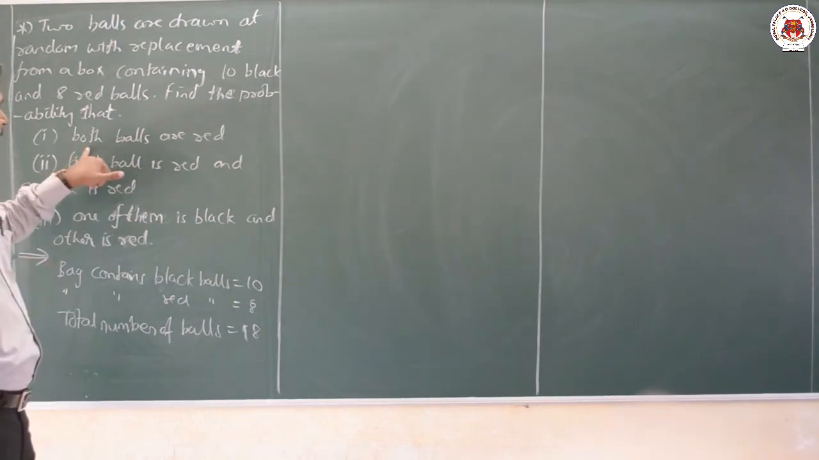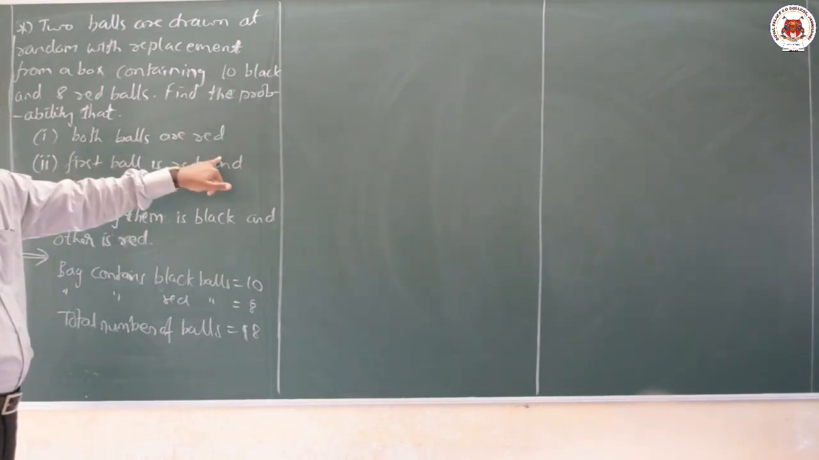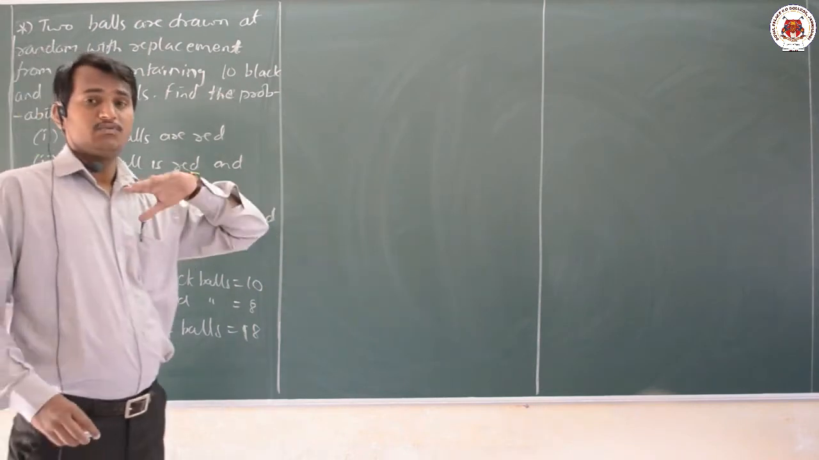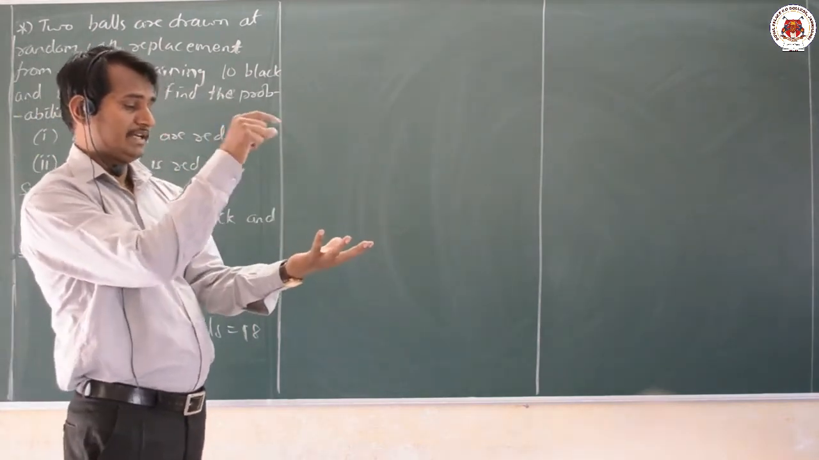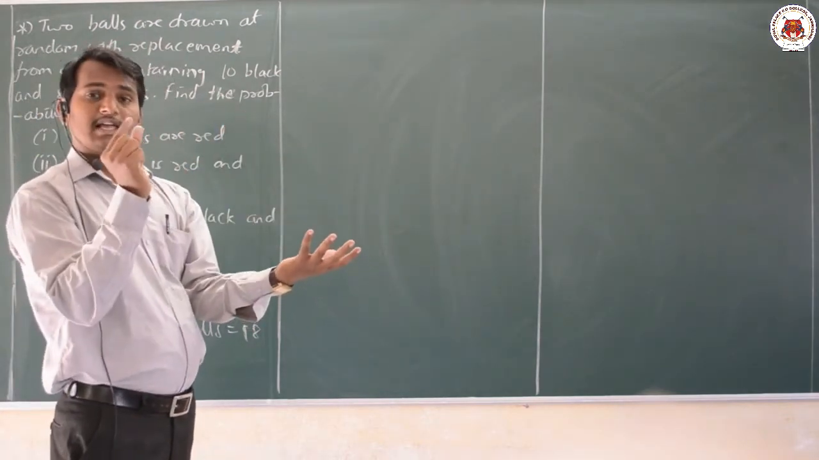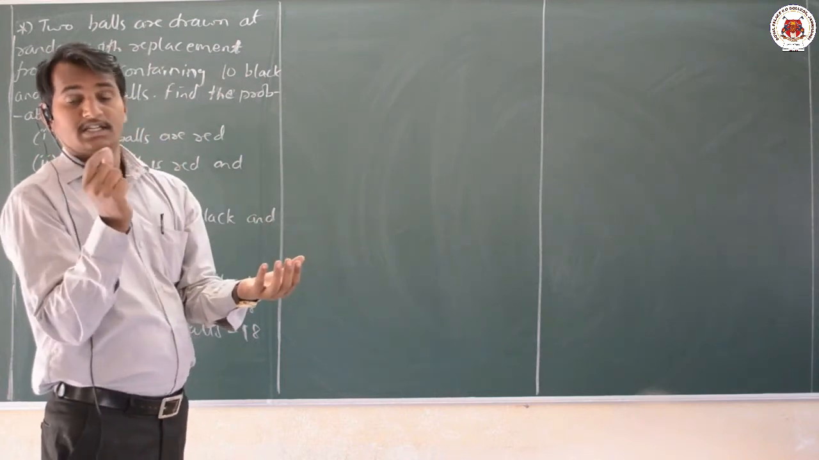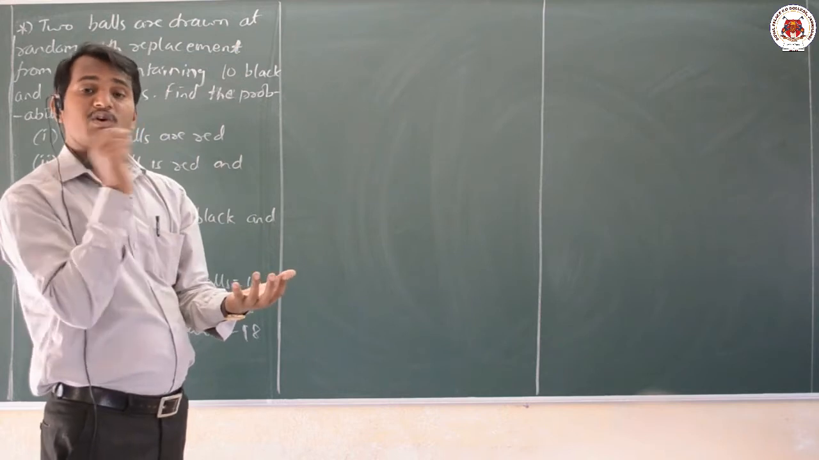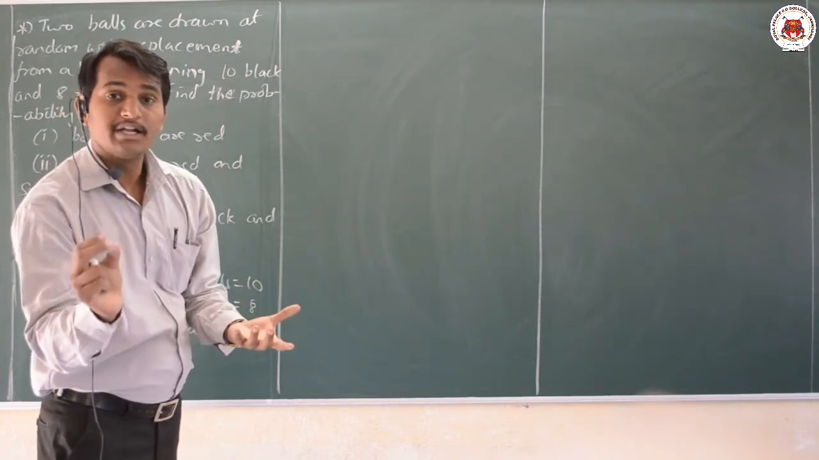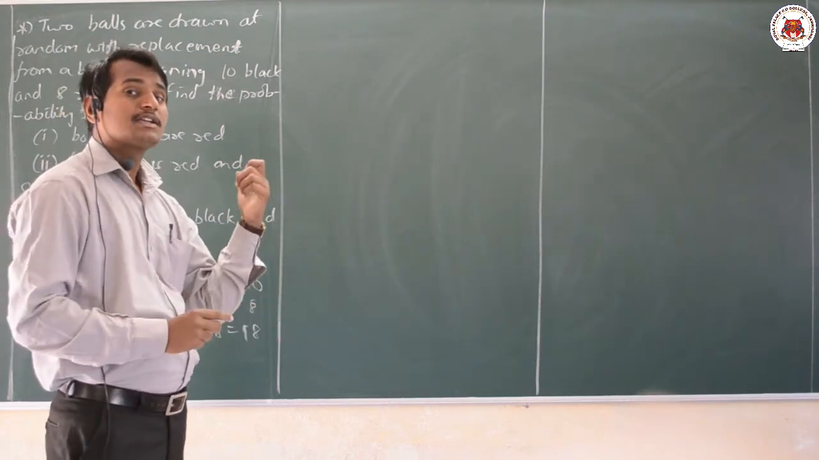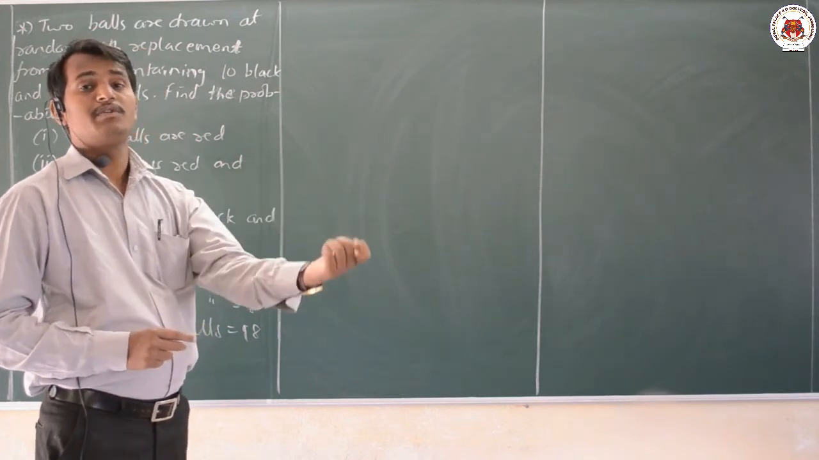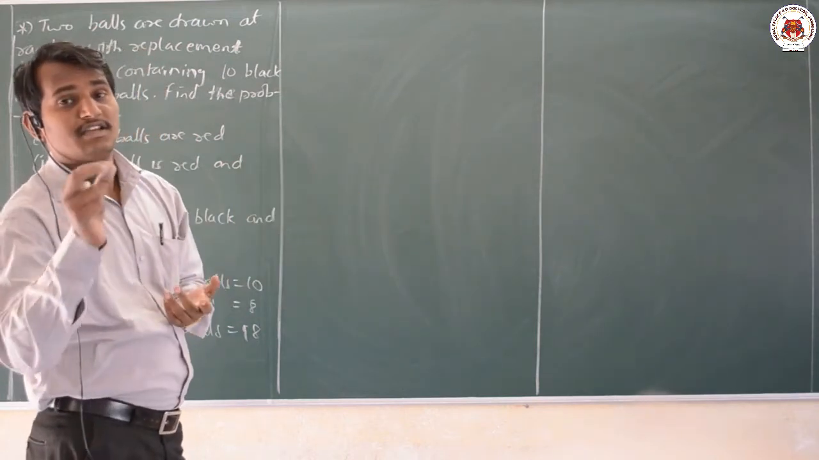Now first of all we'll find the probability that both balls are red. If you are choosing 2 balls, for example from this particular box I am choosing a ball, and then again keeping it back, and again I am choosing the second ball, then choosing the first ball and the second ball are independent. Independent means what? P of A intersection B is equal to P of A into P of B, since A and B are independent.